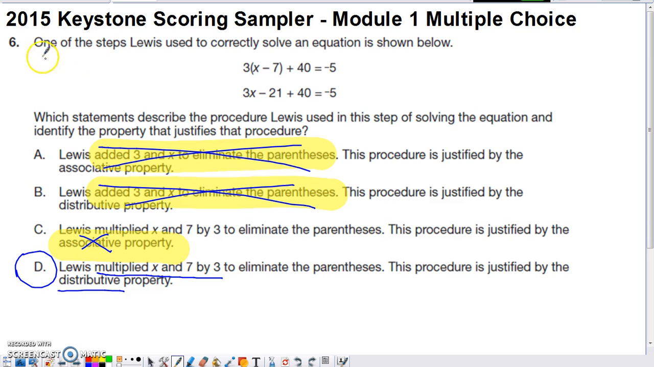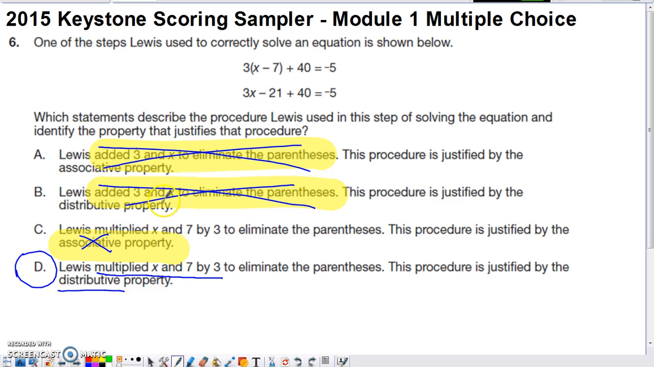So if we dive right in here, problem number 6 tells us that one of the steps someone used to correctly solve an equation is shown right here. So we started with this equation. It looks like they've gotten rid of the parentheses when we went from this line to this line, so it seems like they've popped that 3 into the parentheses. If you look at what they've asked us to decide, which statements describe the procedure that we see being used in order to solve the equation and identify the property that justifies the procedure.